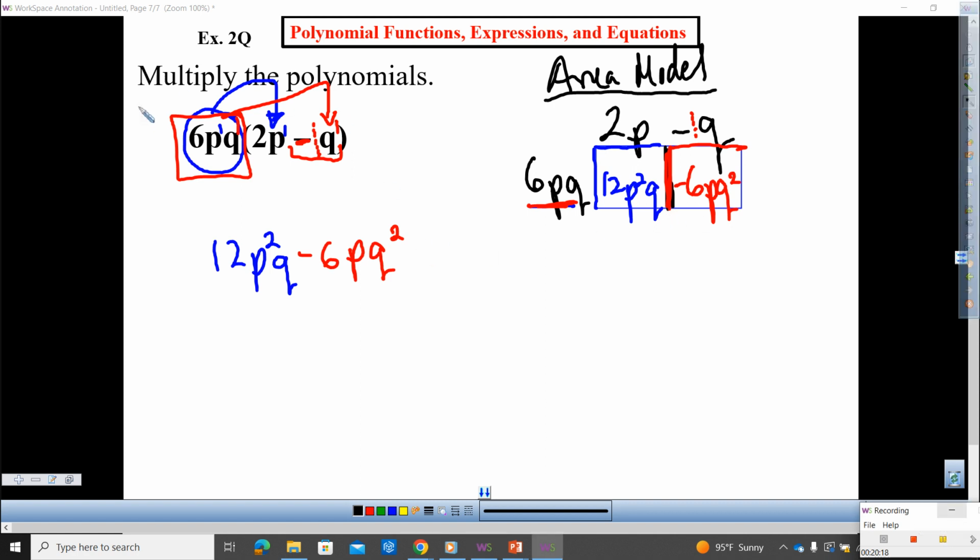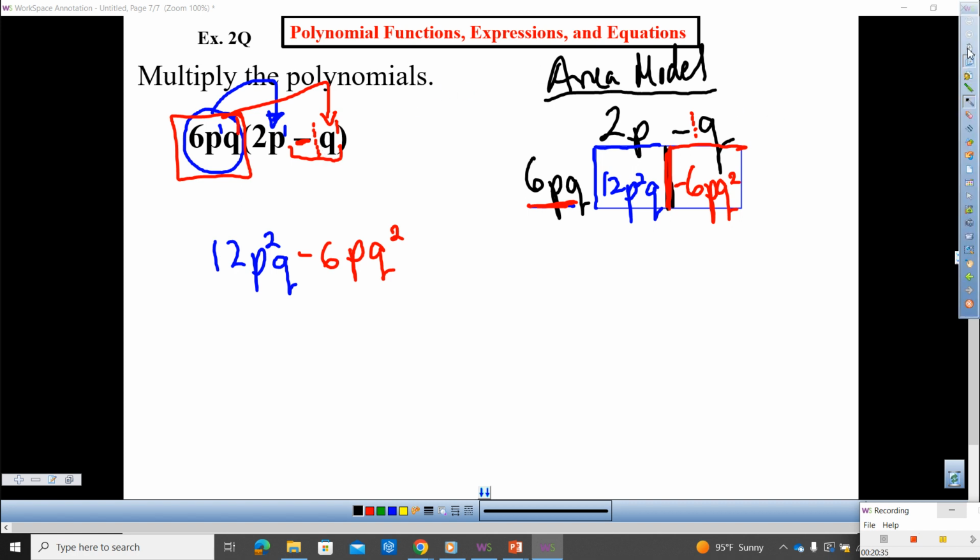All right, so this way is called distributive property. That's what we're doing. We're distributing into each of the terms. This is called the what? The area model. So the first one is what? Distributive property. The other one is what? Area model. Distributive property, area model.